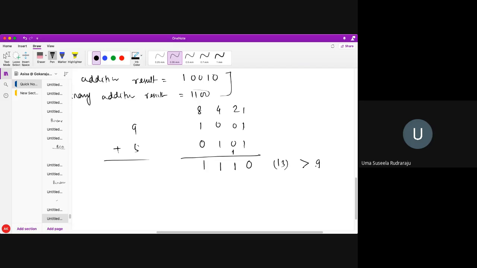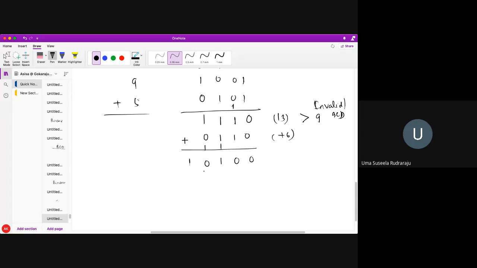13 means greater than 9. So it's an invalid BCD. In order to make it valid, I have to add 6 to it. Plus 6 I have done because I have got the invalid BCD. That's 0110. 1 plus 1, 0. 1 plus 1 plus 1, 1. 1 plus 1, 0, 1. So what I have got here? This is 4 bits and this I have appended to get the remaining 4 bits. I have got 1, 4, 14. Okay, 14. So this is the addition.